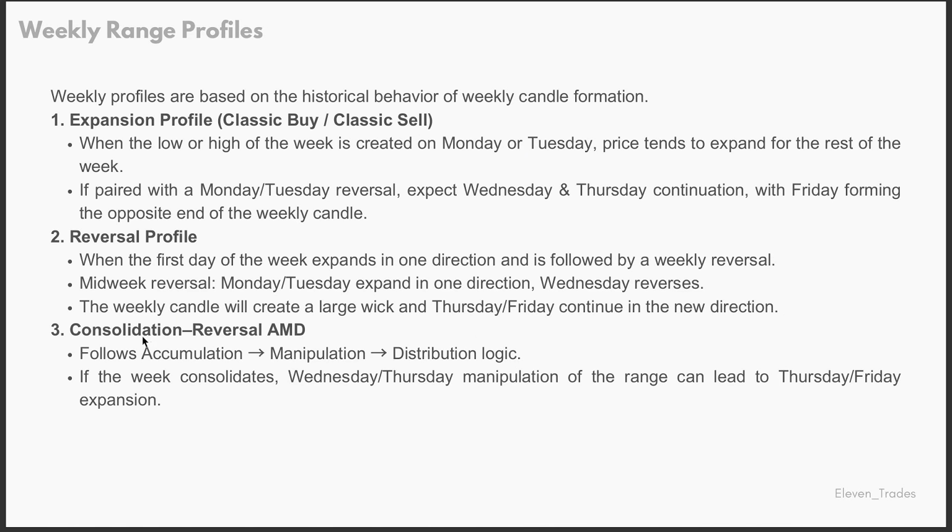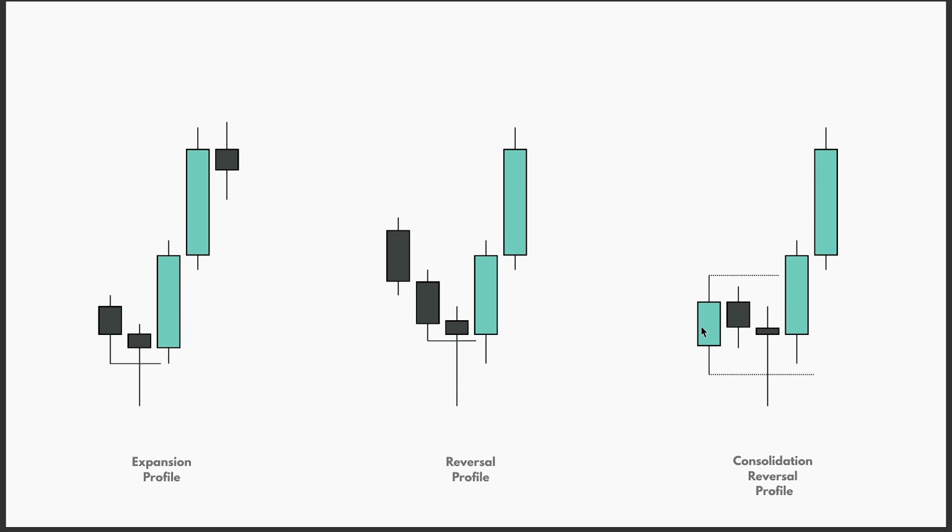Now the third is the consolidation reversal profile. It follows the idea of the ICT Power of 3, or accumulation, manipulation, and distribution. As you can see, from Monday we're consolidating between the Monday high and the Monday low. Tuesday closed inside, then Wednesday manipulated the Monday low: accumulation, manipulation, and then we are expecting distribution on Thursday and Friday. If it is occurring on Thursday, then we are expecting only Friday to expand in the other direction.